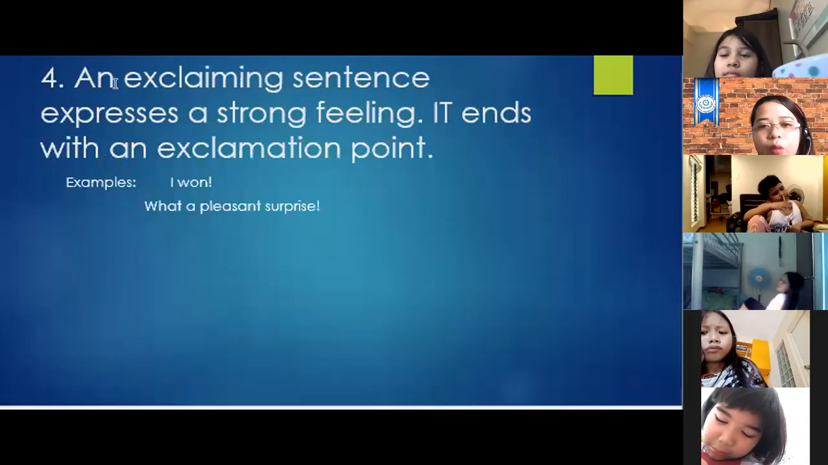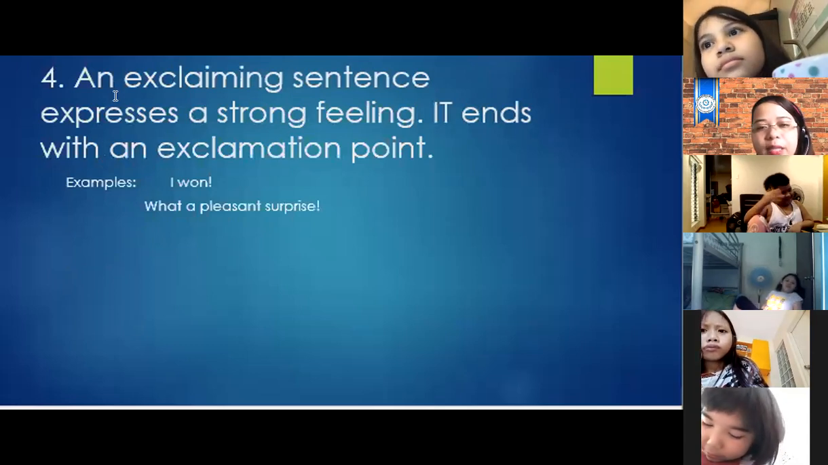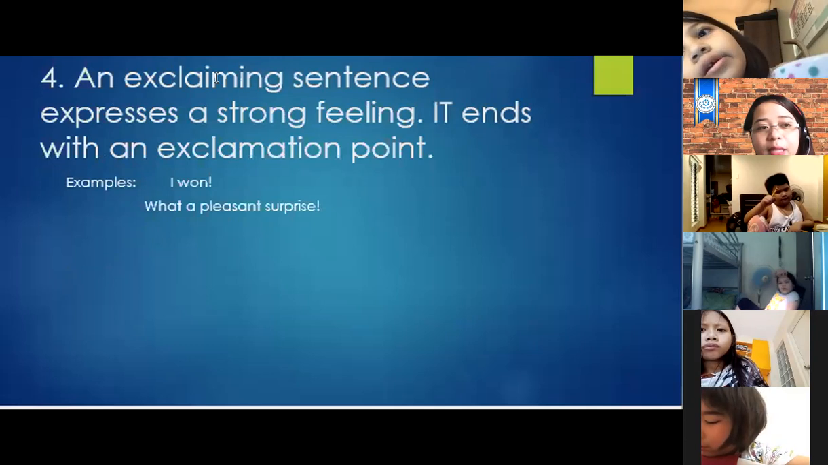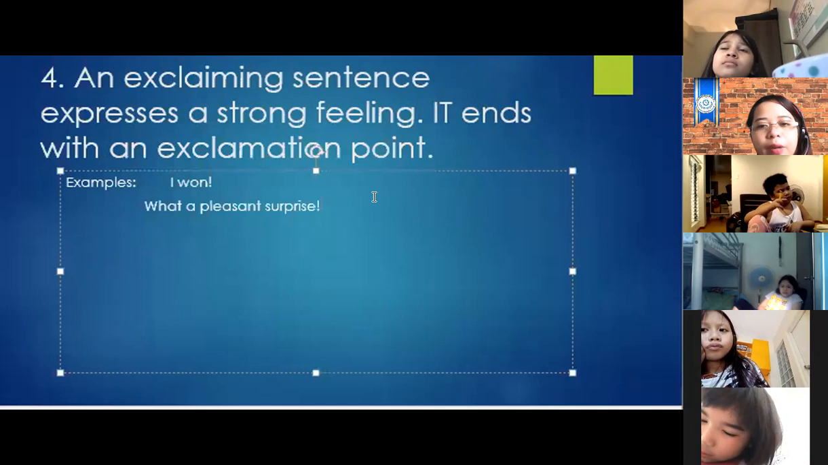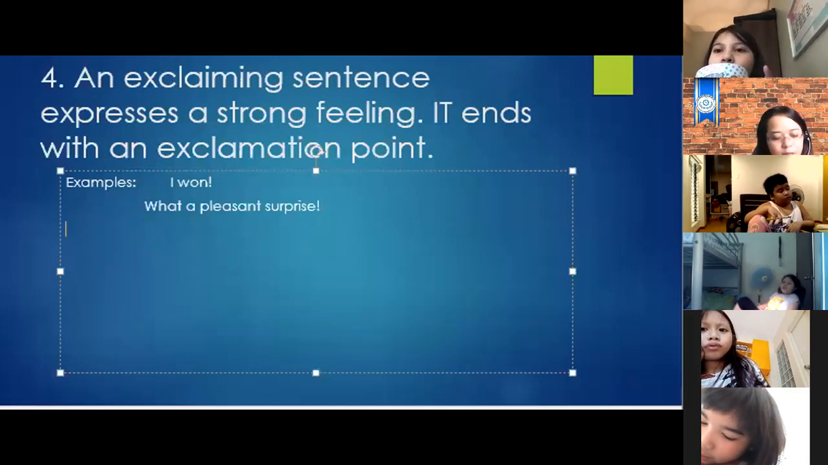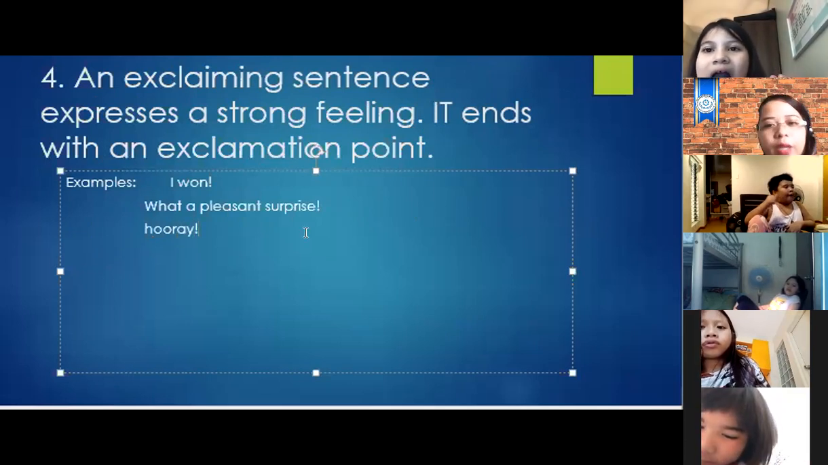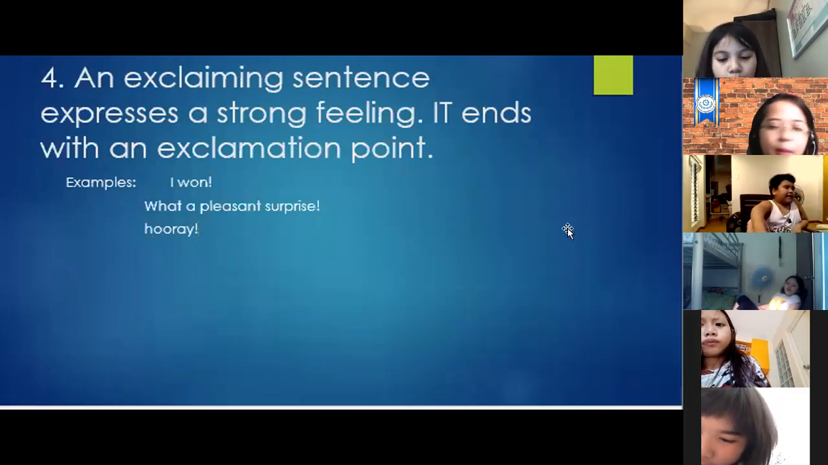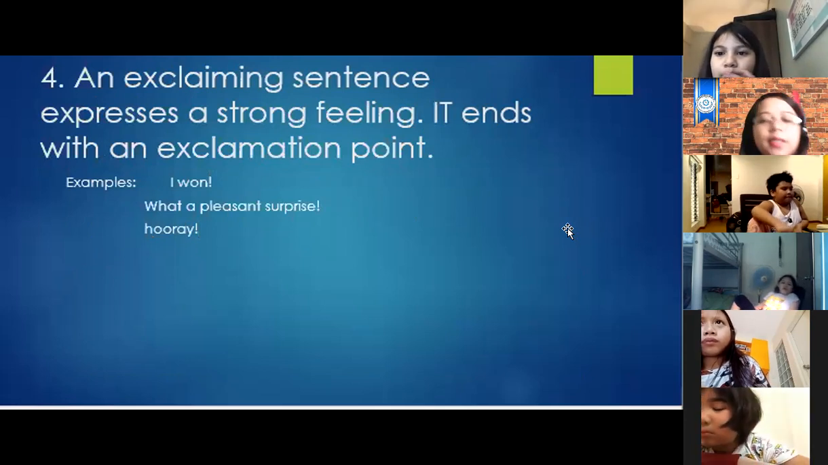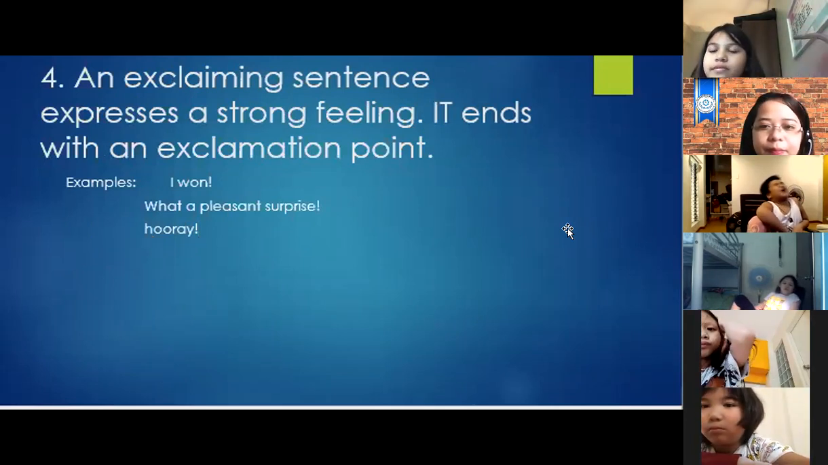Next, you have another one, number 4. It's an exclaiming sentence. An exclaiming sentence expresses a strong feeling. It ends with an exclamation point, like this: I won! What a pleasant surprise! Or you could also say, hooray! So it uses an exclamation mark at the end. Can you give me an example of an exclamation sentence? In a basketball team.